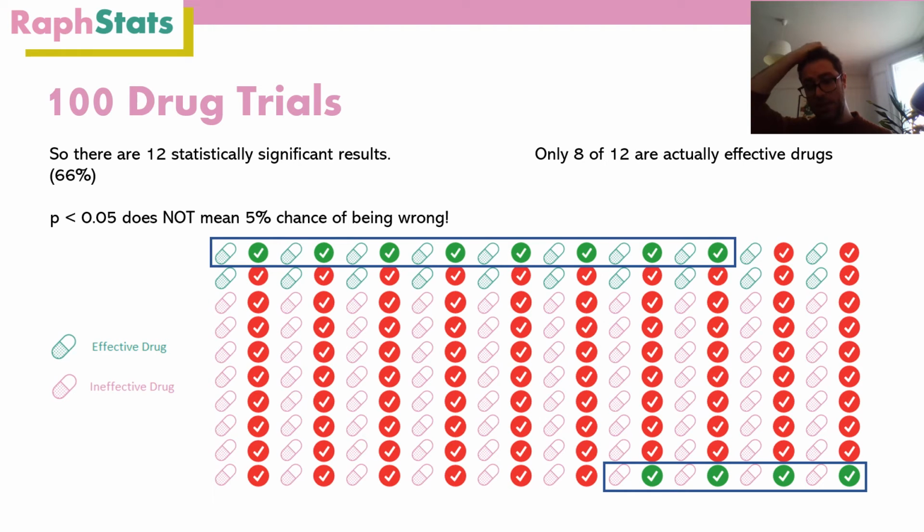And what does this mean overall for when we actually, on the other end, see a drug that's gone through trials and been found to be effective? Well, actually, we find 12 drugs to be effective, but only 8 out of 12 are actually effective drugs. So there's only a 66% chance that a drug that goes through this process that we find to be effective is actually effective for patients.